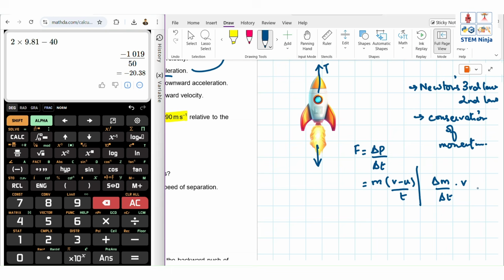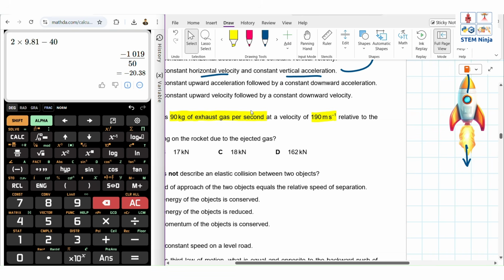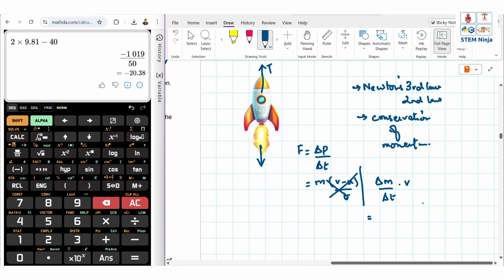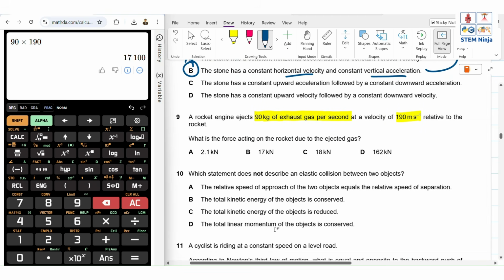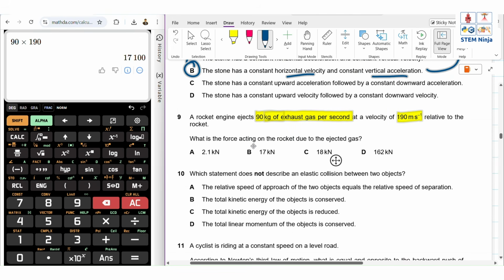and a constant velocity. So this will not be applied because the mass is not constant. Instead, mass is changing with time and velocity is constant. So mass changing with time, they have given us the value 90 and velocity is 190. So 90 times 190 is 17,000. That's it. Simple.